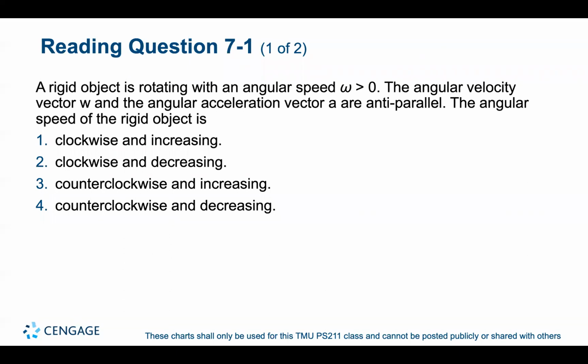So for reading question number 1: a rigid object is rotating with an angular speed of omega greater than 0. The angular velocity vector omega and the angular acceleration vector are anti-parallel. The angular speed of the rigid object is, so you can think about that a little bit. And the answer is it's counterclockwise and decreasing.